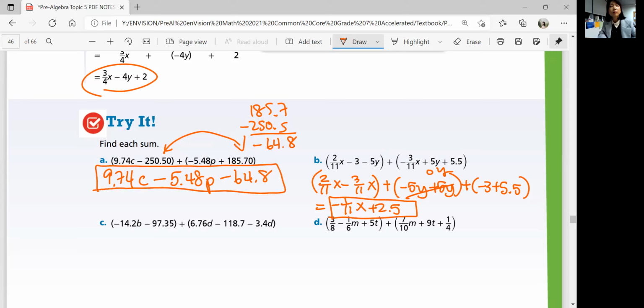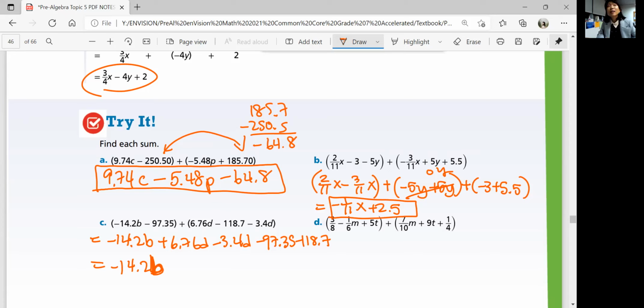Okay, that's it. Part C, do the same thing, negative 14.2b plus 6.76d. I'm not going to bother with the parentheses now. Minus 3.4d, and then you have minus 97.35 minus 118.7. And so adding the d terms together. Wait, this is b. So b is just b, negative 14.2b. Just be careful. B and D look similar.